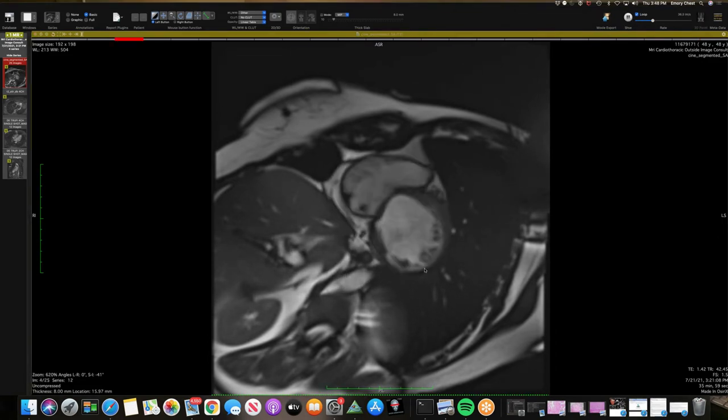So you can see this very thin lateral wall here with akinesis, actually even dyskinesis. This is the mitral valve, short axis. And then a little bit spared, the myocardium's more normal thickness here, but obvious thinning and akinesis.